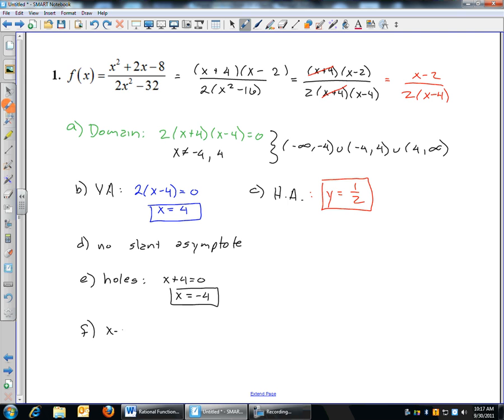X-intercepts, we set the numerator equal to 0 and use the final numerator, x minus 2. So I'll do x minus 2 is equal to 0. I have an x-intercept of 2.